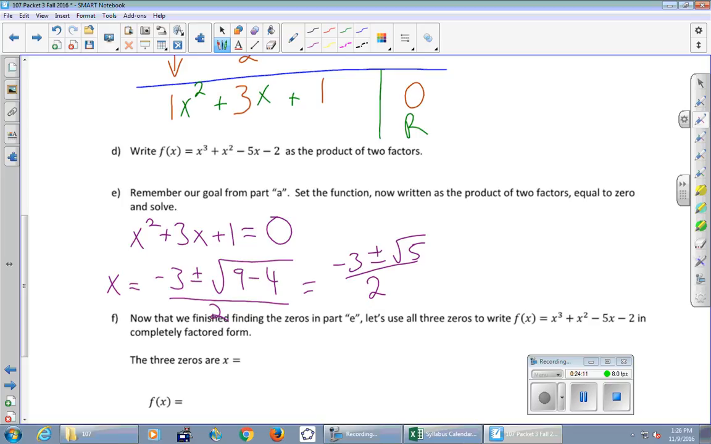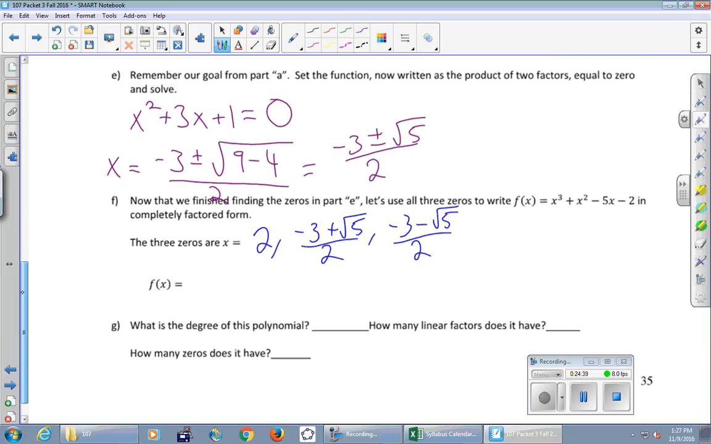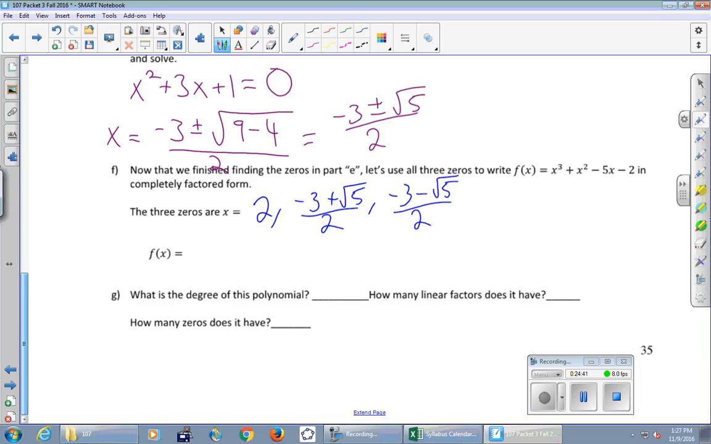It says the 3 zeros are, there was an easy 0, nice one, 2, and then 2 irrational numbers that we just popped out. I'm going to list them separately. -3 plus root 5 over 2, along with -3 minus root 5 over 2. Those are our conjugates. And because we know the 3 zeros, we also know how to write this out in terms of a product of 3 factors.